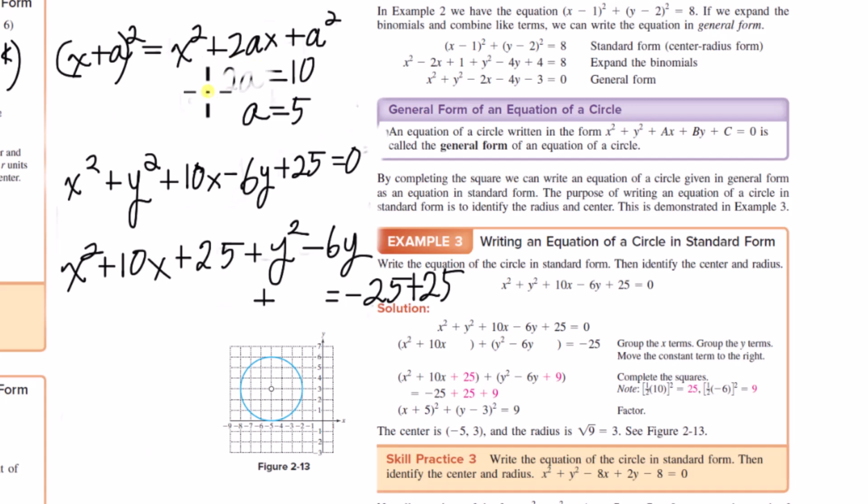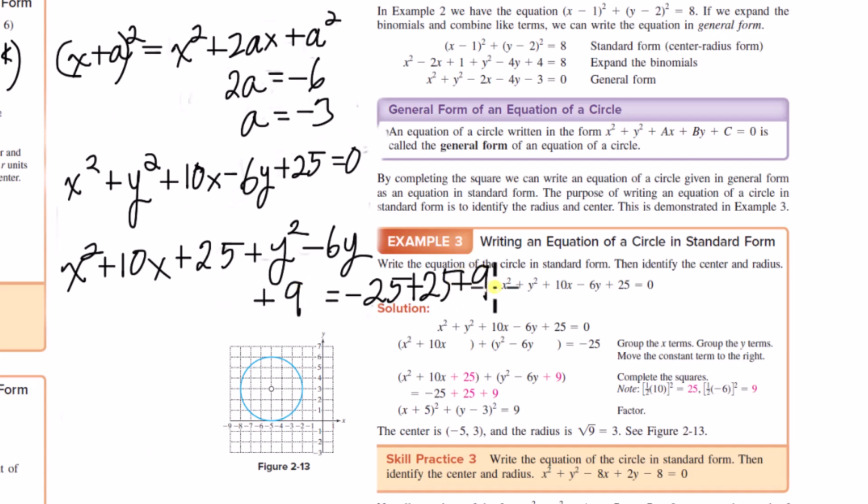Now let's do the same thing for the y expression. In that case, we see that 2a is equal to minus 6, and so a is minus 3. Minus 3 squared is 9. Let's add 9 to both sides.